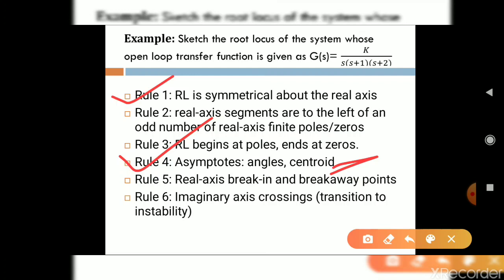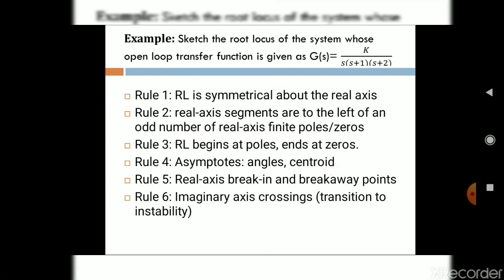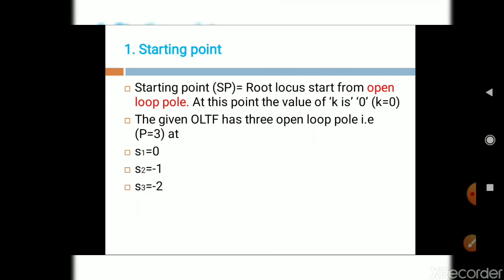Now rule number 5 and rule number 6 are actually useful to plot the root locus, and these two points are the break-in points, the point of intersection with the imaginary axis, and the angle of departure. All these steps depend on the closed loop system. These are just the rules which are used to solve root locus problems. Now we will see the steps one by one.